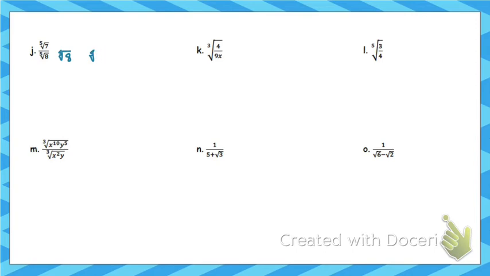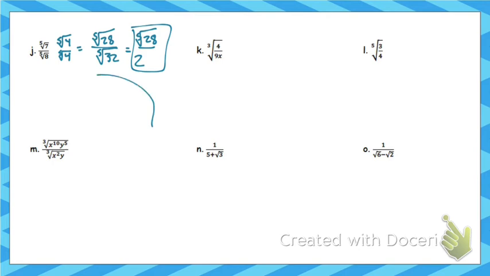So instead, we need to figure out, what does this really need to be the 5th root of? So let's think of a number that we know the 5th root of. I know the 5th root of 32. The 5th root of 32 is just 2. So if I want to get the 5th root of 32 on the bottom, I need to multiply by the 5th root of 4. And if I multiply the bottom, I also multiply the top. And now my answer is rationalized.